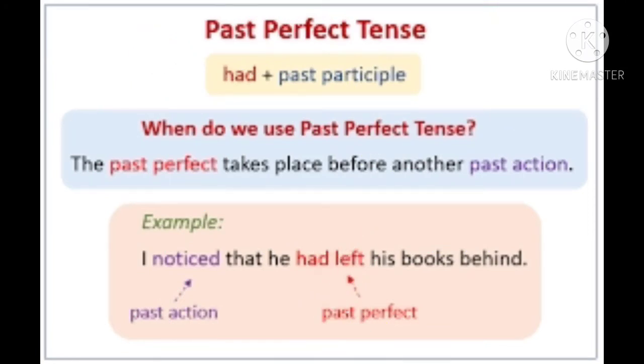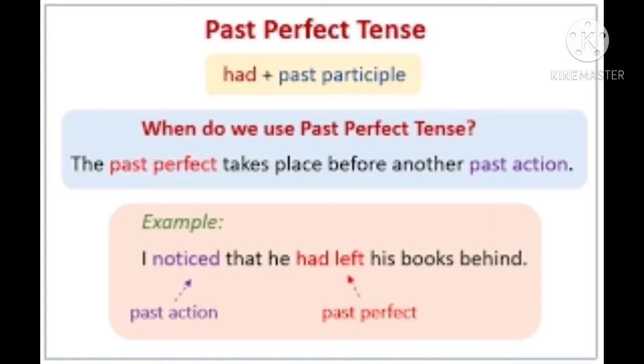In the same way, the past perfect tense. Past perfect tense tells us that an action had been completed in the past time. So here we use had plus past participle. Past participle means the verb's third form.